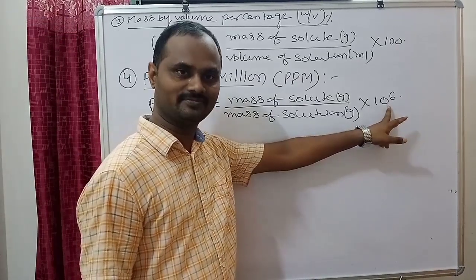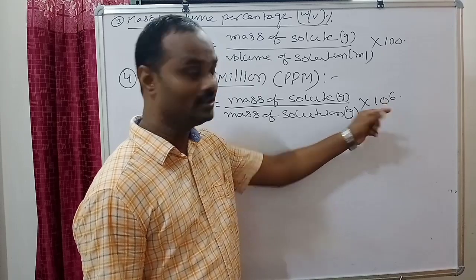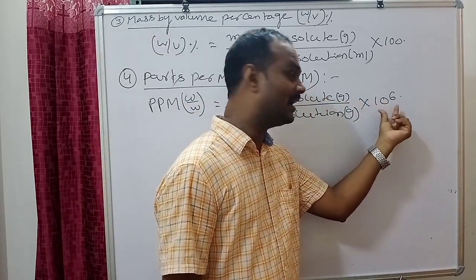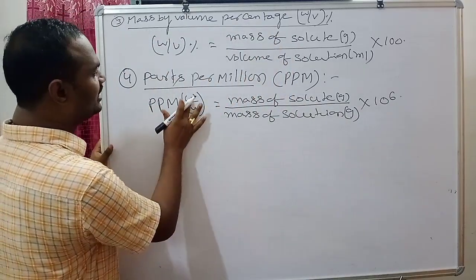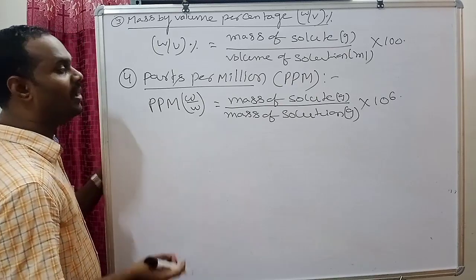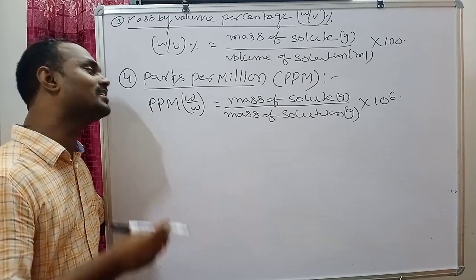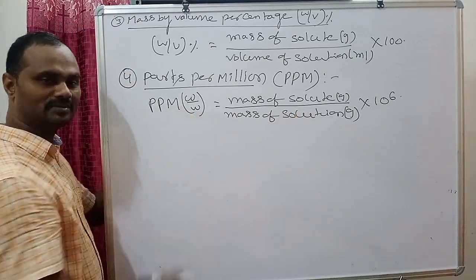Million means 10 lakh. In percent, we multiply with 100, but in ppm, million means we multiply with 10 power 6. Is it clear? This is parts per million in terms of mass. Mass of solute in grams present in million grams of solution is called ppm in terms of mass.